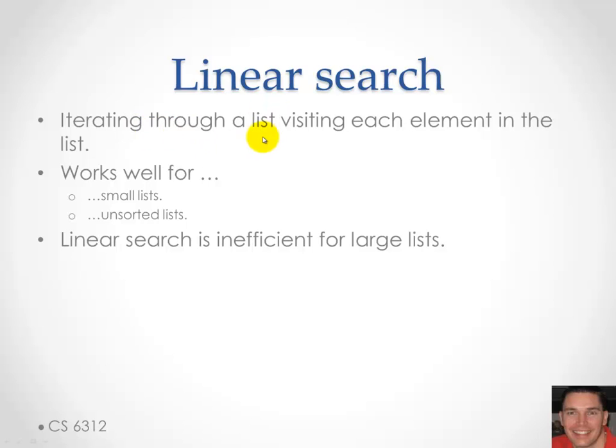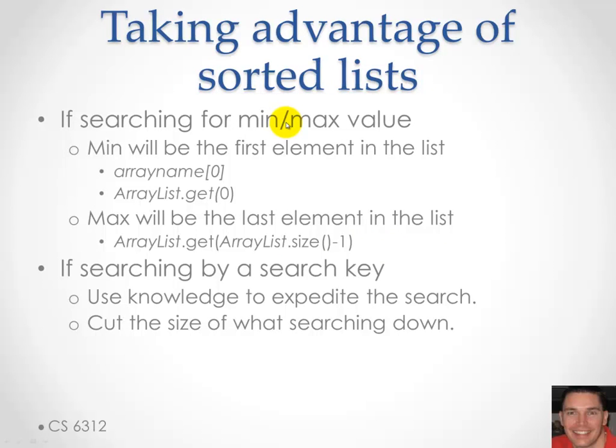This process of iterating through a list and visiting each element in the list is known as a linear search. A linear search works well for small lists and unsorted lists. However, it is very inefficient for large lists because we must visit every single element in our list. We know that we can take advantage and probably speed up our search if our list has some order that we know about. And so this is where we have sorted lists.